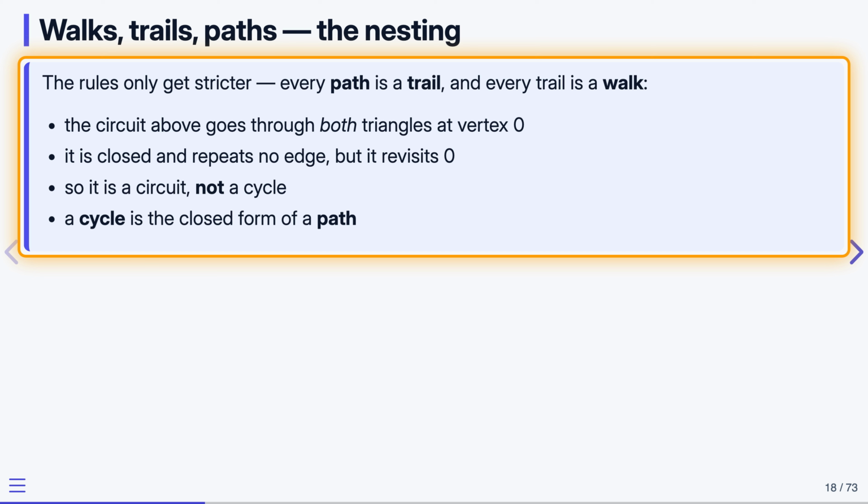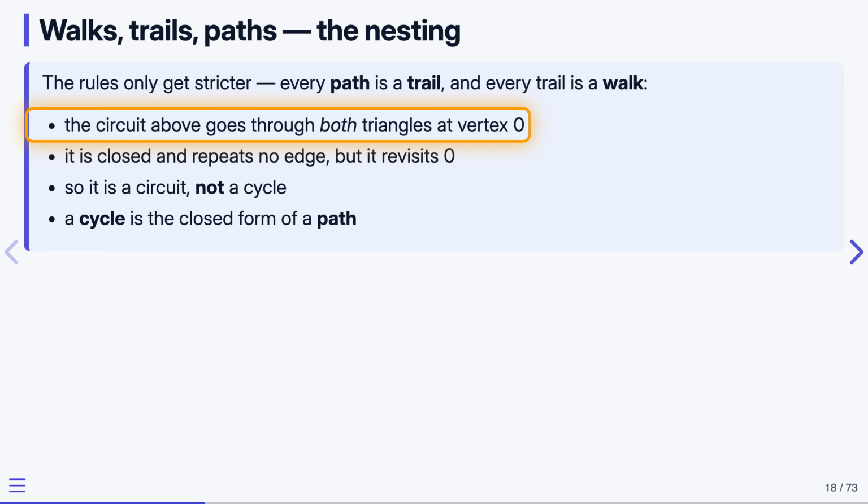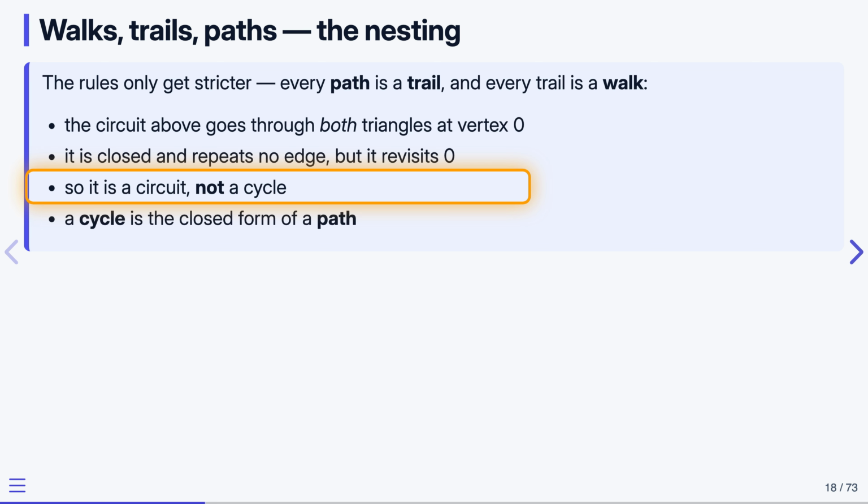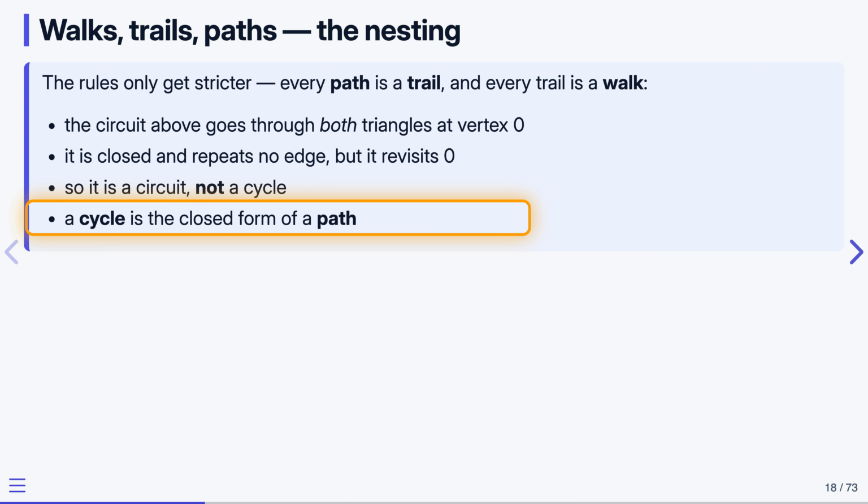Notice the rules only get stricter. Every path is a trail, and every trail is a walk. The circuit we just named goes through both triangles at vertex 0. It is closed and repeats no edge, but it does revisit vertex 0 in the middle. So it is a circuit, but not a cycle. Because a cycle is the closed form of a path, and a path never revisits a vertex at all.